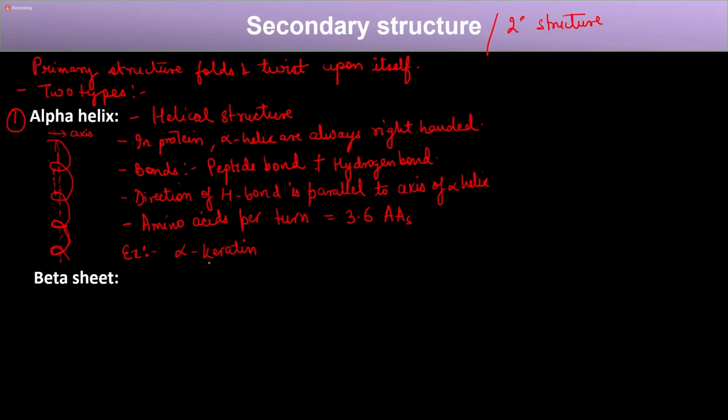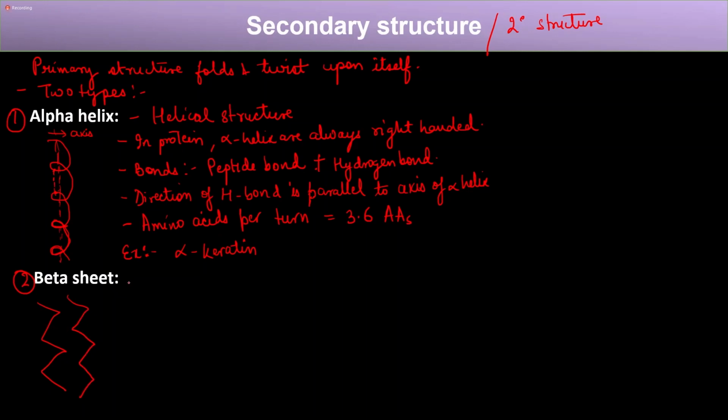So alpha keratin is one of the examples of alpha helix. Now, the second type of secondary structure is beta sheet. Now, what is beta sheet? So beta sheet looks something like this. Okay, so it will look something like this.